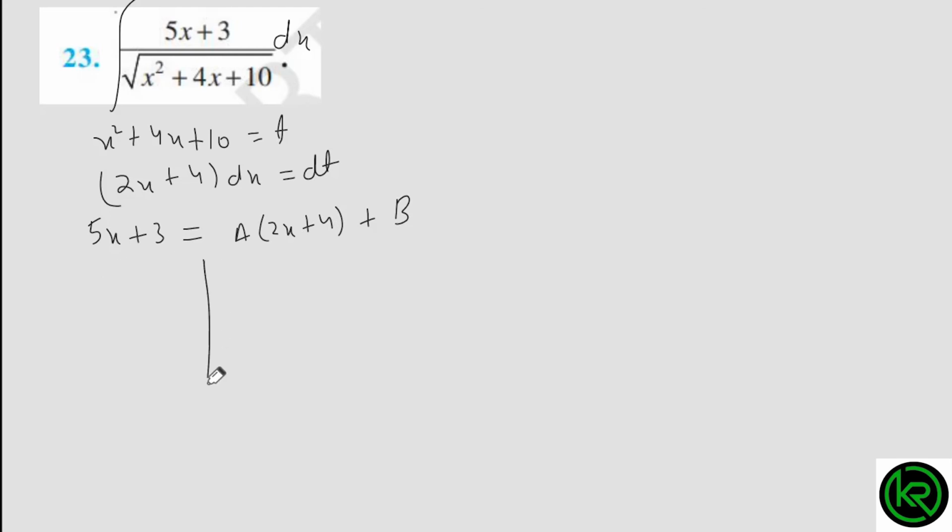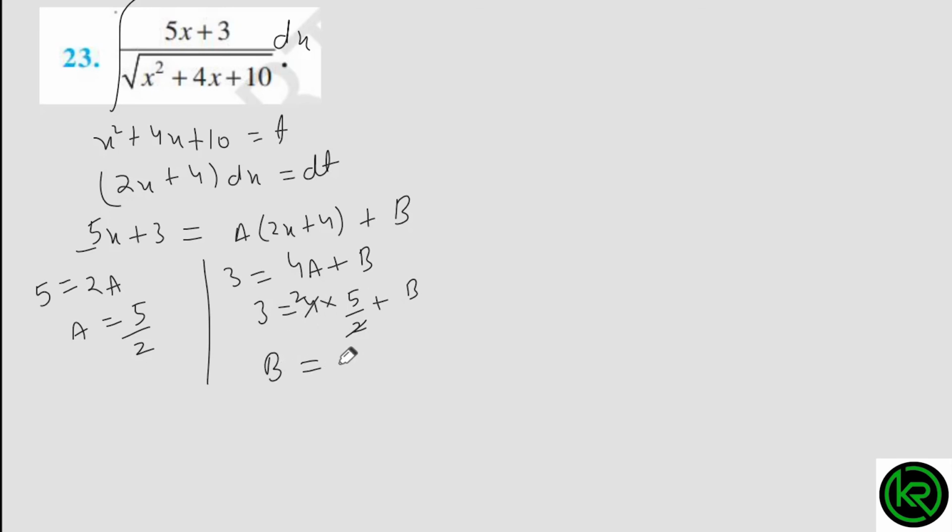Now equating both sides, the coefficient of x gives 5 equals 2a, so a equals 5 by 2. On this side we get 3 equals 4a plus b, and 4 multiplied by a is 5 by 2 plus b. The 2 will cancel with 4, 2 fives are 10, and 3 minus 10 gives b equals minus 7.